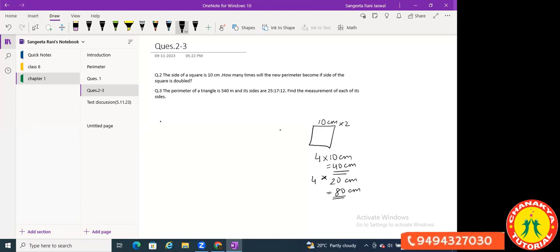Now write it in the correct statement form. If the side of the square is doubled, everyone please write it in the statement form and show me your notebooks. You are doing it. Now, everyone will show me.